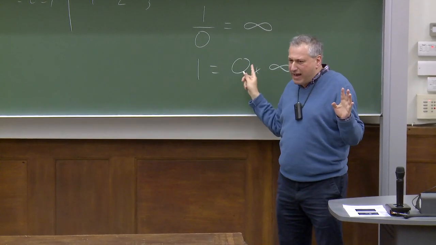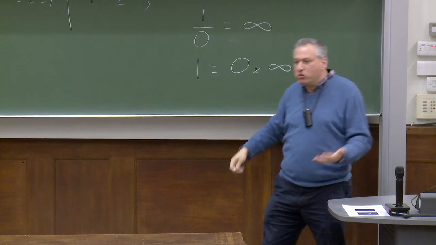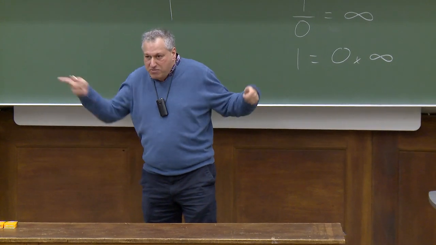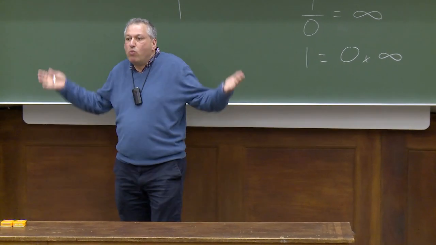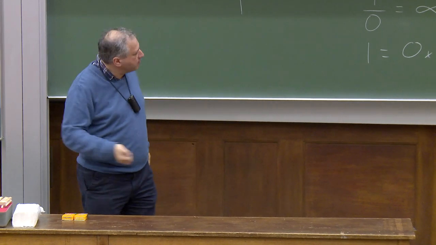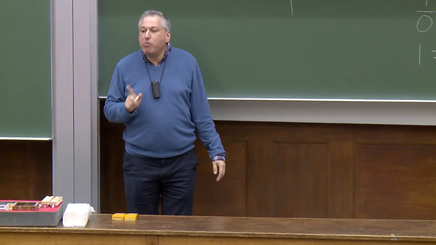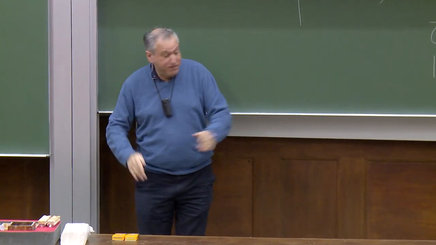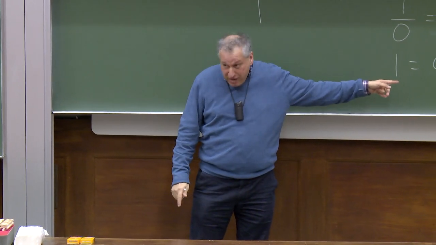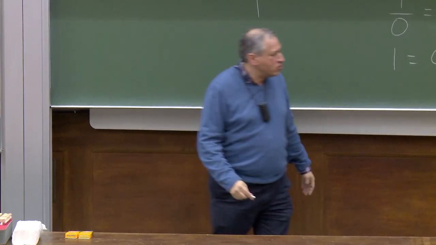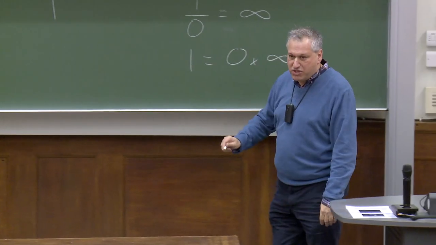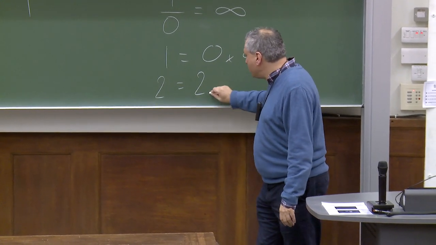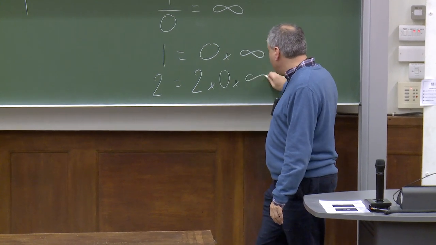Now, nothing wrong with that. You may say, I learnt in school that 0 times anything is 0, but maybe 0 times every big thing is 1. Doesn't look impossible yet. However, let me now double both sides. I'm going to multiply the left and the right by 2. If this is true, it's got to stay true. So I'm doubling both sides, ready? 2 times 1, 2, equals 2 times 0 times infinity.